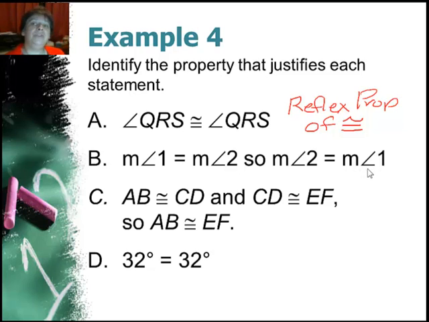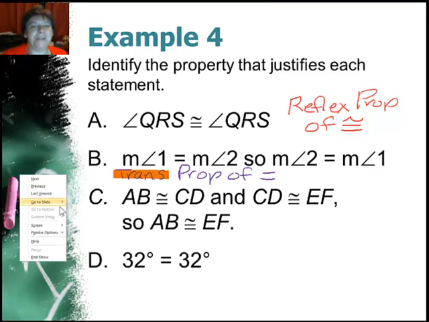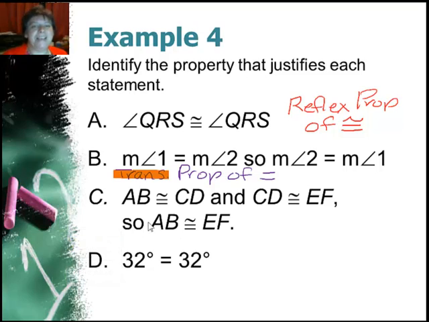And the switch is used for the symmetric, oops, that says transitive. It should be symmetric property of equality. So let me go ahead and fix that. Symmetric property of equality when it's a switch. If I had been skipping through, it would have been the transitive.